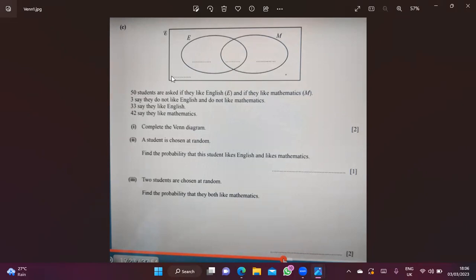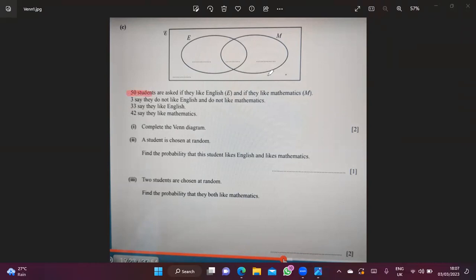Now, they gave you the Venn diagram and you have to solve this problem using a Venn diagram. If Venn diagram is supposed to be difficult, maybe I would say this one. Okay, maybe this type of question. So let's have a look at this quickly. 50 students are asked if they like English and if they like mathematics. So English is symbolized with E, maths is M. Okay, I'm going to shade here. What is the key point here? So we have 50 students.